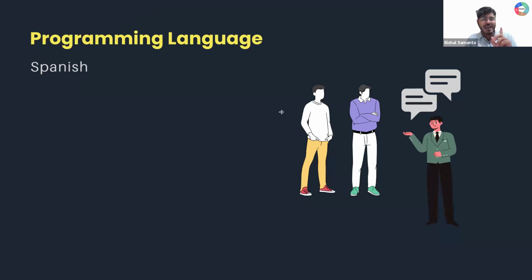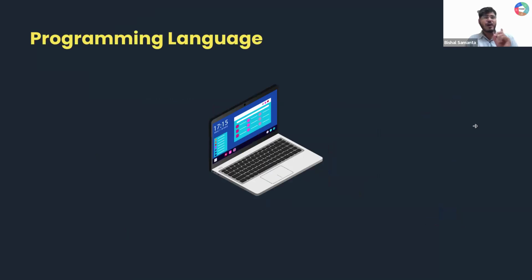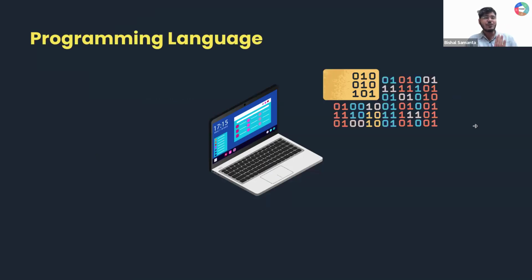But let's say you don't know Spanish and there are three people talking in Spanish. And this is you, confused. Your reaction after this whole conversation is like, "Arre bhai, kehna kya chahte ho?" Yes or no? I want all of you to first visualize this story. Three friends are talking in Spanish, and your reaction is like, "Arre bhai, kehna kya chahte ho?" Right. Now tell me one more paradigm. This is your computer. What did your computer understand? Tell me what your computer understood.